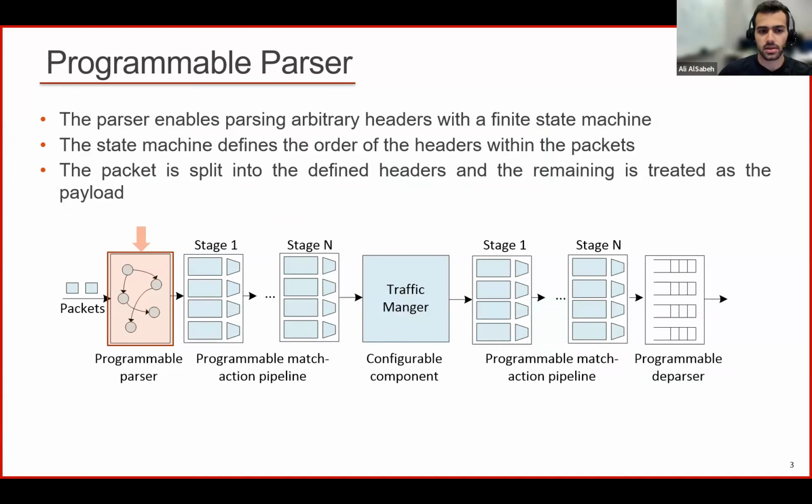So what's a programmable parser? The figure here is the high-level architecture of the programmable switch. The first component that you see here is the programmable parser. It allows us to parse arbitrary headers with a finite state machine. So using this parser, you can define your states and the order of the headers within your packets. This is the first component, and later on the packet also gets processed within multiple programmable blocks.